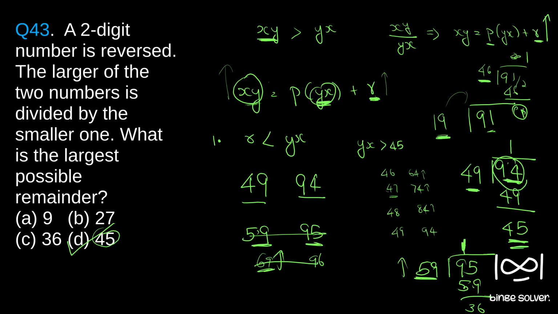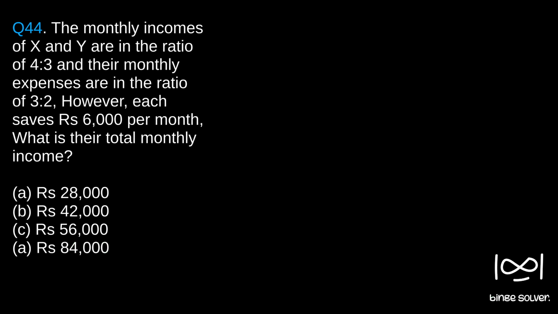Next question, question 44. The monthly incomes of X and Y are in the ratio of 4:3, and their monthly expenses are in the ratio of 3:2. However, each saves rupees 6,000 per month. What is their total monthly income? So it is given their monthly incomes are in the ratio 4:3. So we will assume it is 4x is to 3x. Okay, their incomes are 4x and 3x. So the ratio will be 4:3.